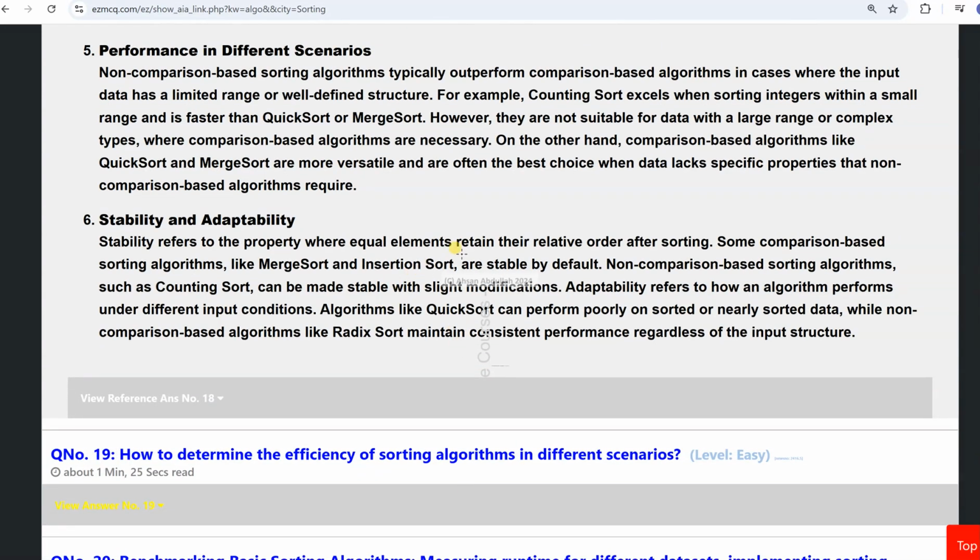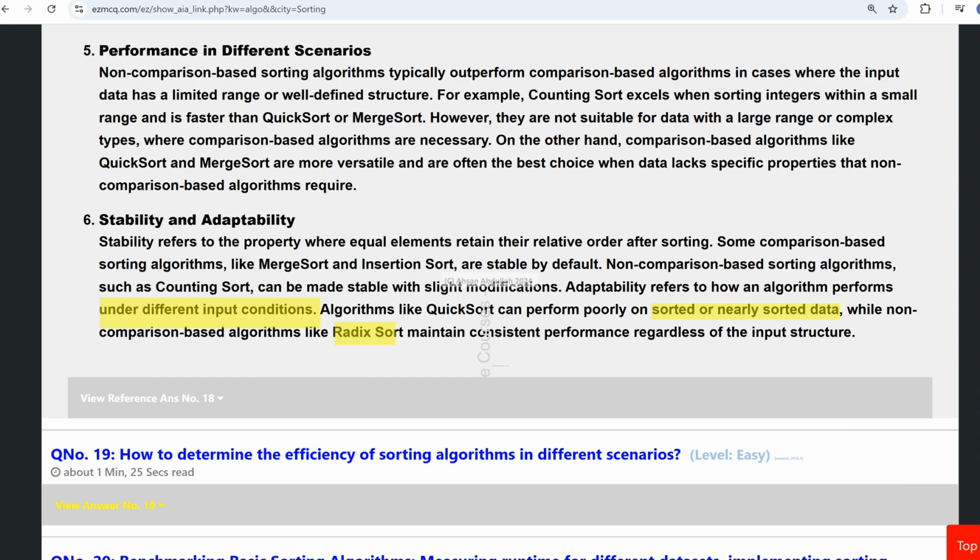Then stability and adaptability. These are new terms. Stability we have already discussed a lot. Adaptability is how an algorithm performs under different input conditions. If the data is already sorted or nearly sorted, quicksort is a disaster. While non-comparison based algorithms like radix sort maintain consistent performance irrespective of whether the data is sorted or not. Why? Because there is no comparison.